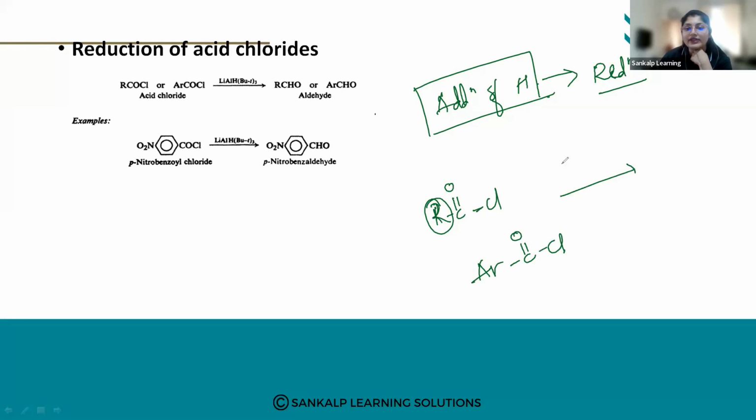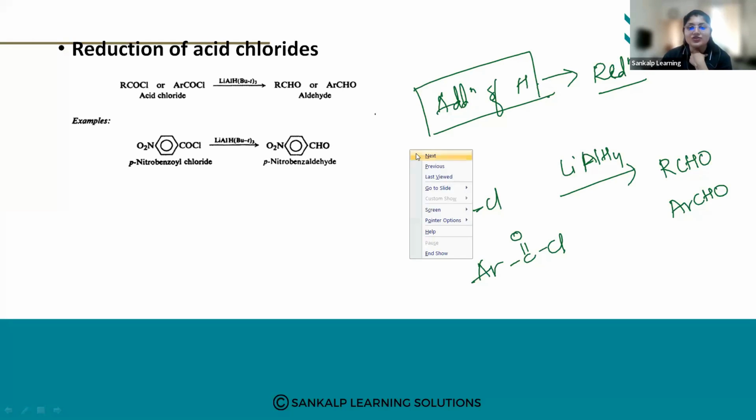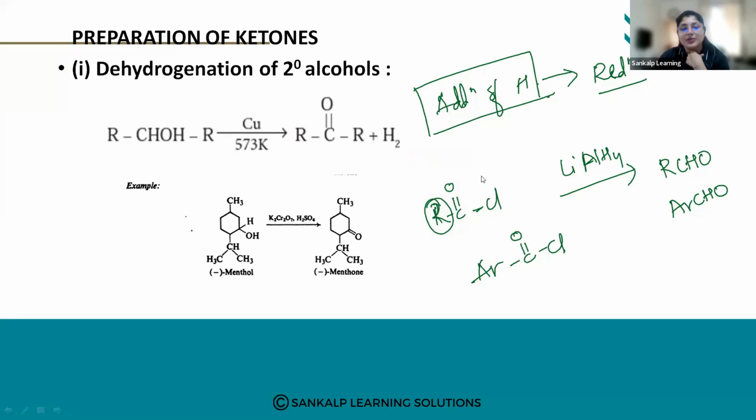So when you treat it with lithium aluminum hydride, what is lithium aluminum hydride? Lithium aluminum hydride is a strong reducing agent. So it converts your acid chloride into the respective aldehyde. This way your reduction takes place. So this was another preparation from where you can prepare your aldehyde.